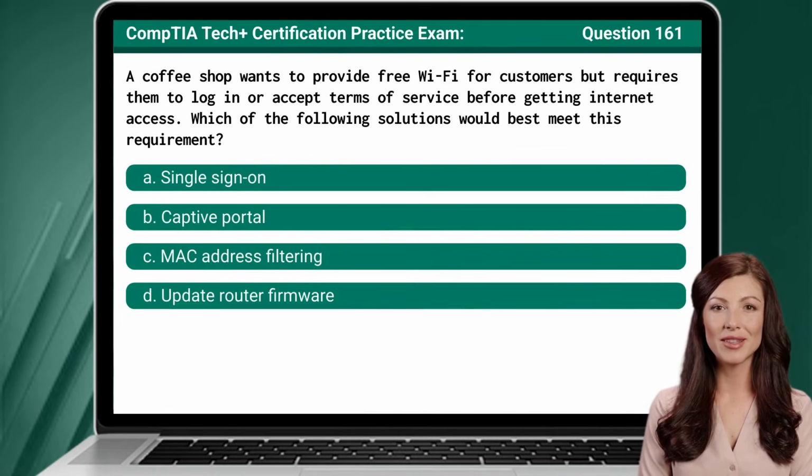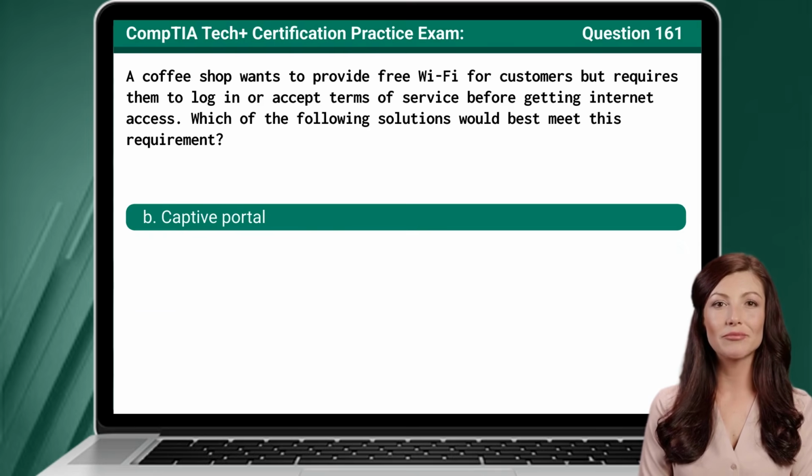Question 161. A coffee shop wants to provide free Wi-Fi for customers but requires them to log in or accept terms of service before getting internet access. Which of the following solutions would best meet this requirement? The answer is B. Captive portal.